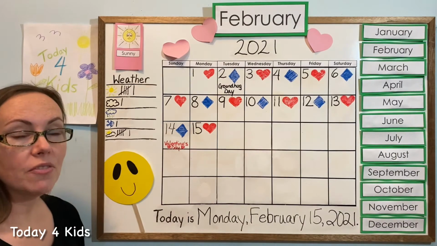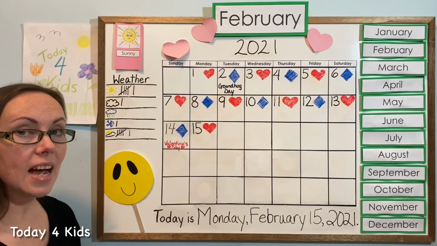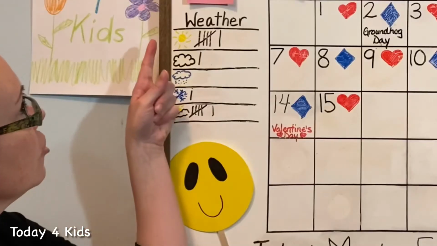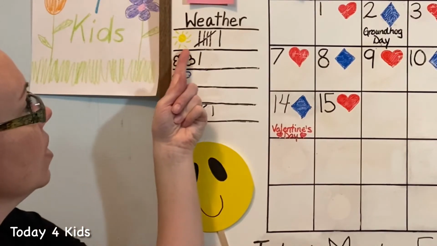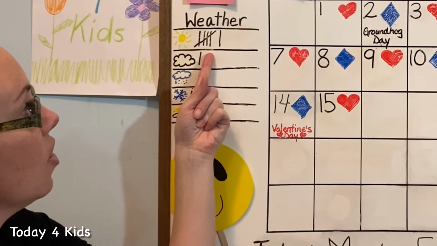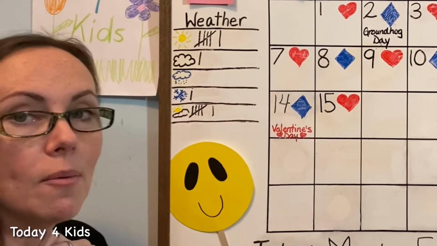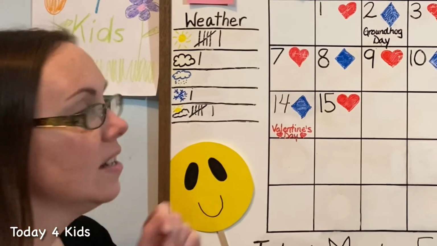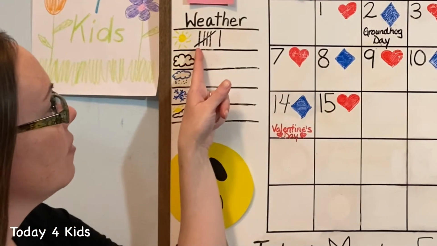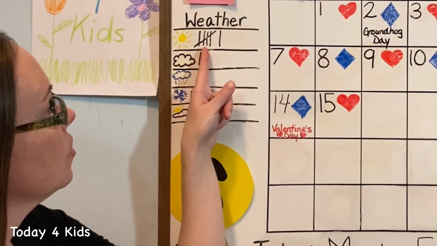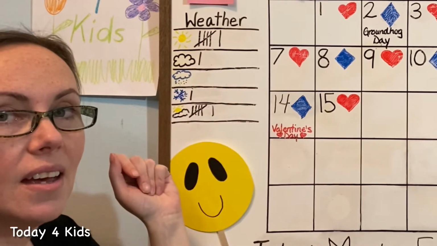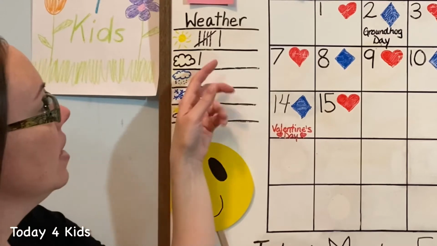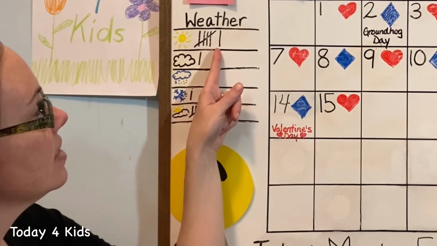So will you help me find it on our weather chart and put in our tally marks? If we go to the weather chart, our first row is a sun. So we're going to put a tally mark over here, but there already is some. Do you know how many tally marks are already there? When we have 4 of them, 1, 2, 3, 4, and then a slash through them, do you remember what that makes? A 5. Good job.